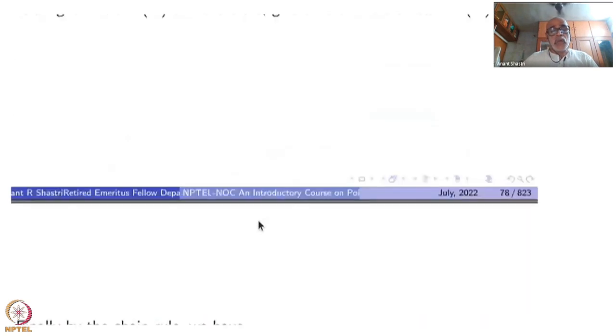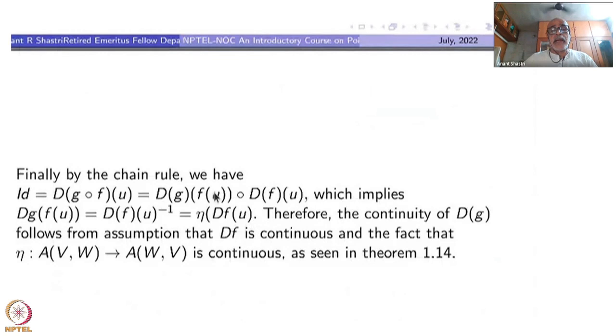Okay. So the final thing is that if you take g composite F, which is the identity, its derivative is also the identity, right? Identity equals D of (g composite F) at all the points u, but by chain rule, this is Dg at F(u) composite with DF at u, which implies that Dg of F(u) is nothing but DF(u) inverse. And that is equal, by definition of our eta, to eta of DF(u).